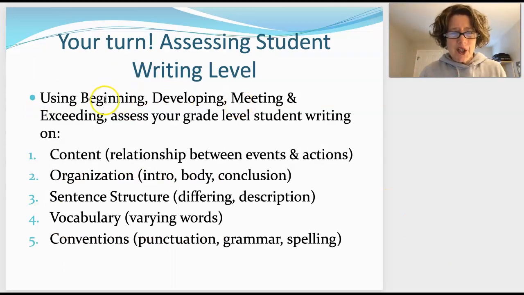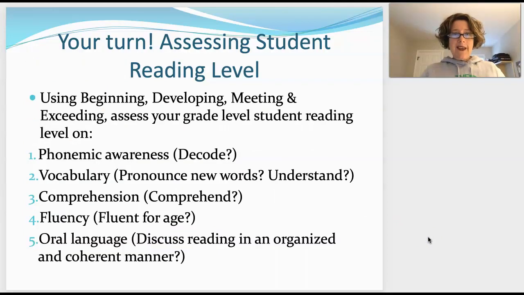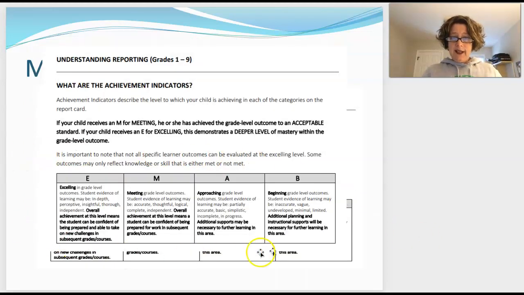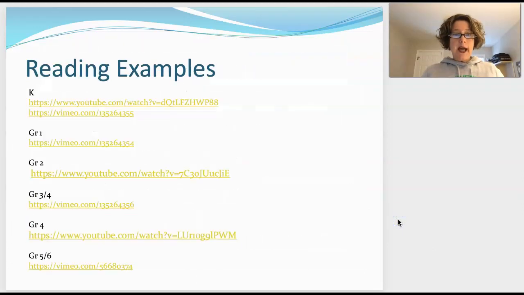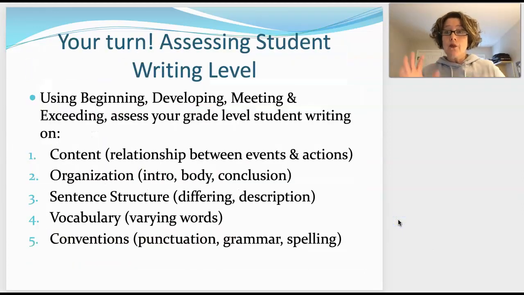Also, I want you to do assessing writing level. So again, sorry, I should have put the EMAB ones here. I'll edit that for next time. Use these indicators again and look at beginning or writing level for your particular grade.